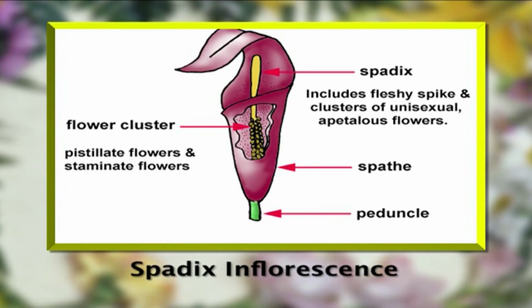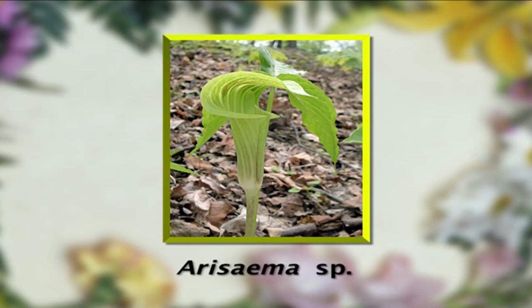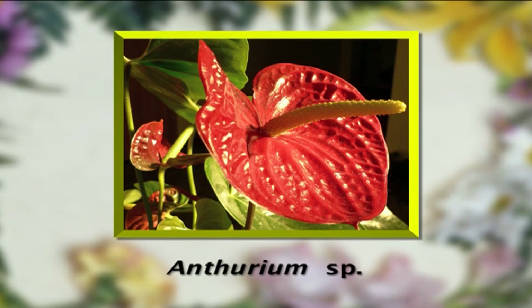Another type of racemose inflorescence is the spadix. This is similar to a spike but has a fleshy axis which is enclosed by a large leaf-like curved bract called the spathe. The spathe can be green, as we can see in Arisaema, which is known as cobra plant, or it can be brightly colored, as we can see in Anthurium, which is commonly known as the boy flower. Spadix are typical of the family Araceae, known as arums or aroids.